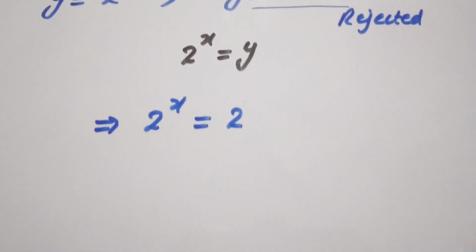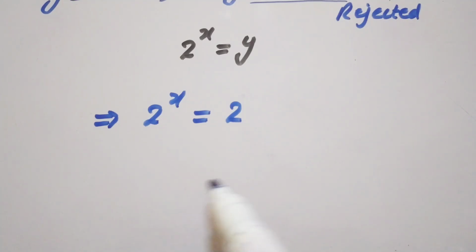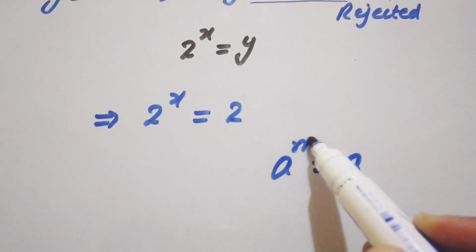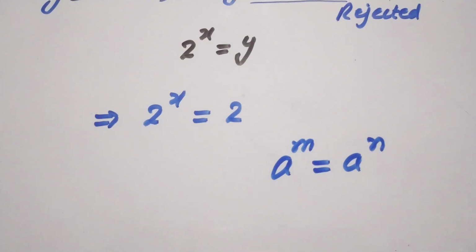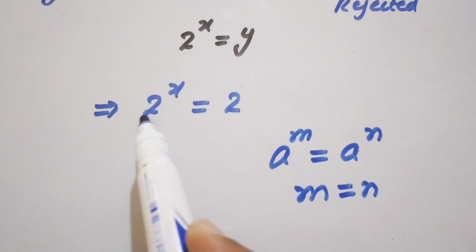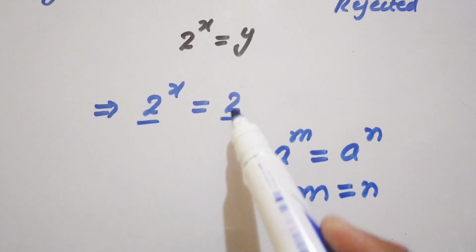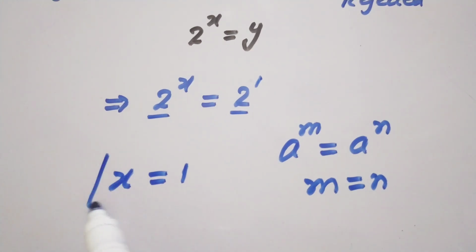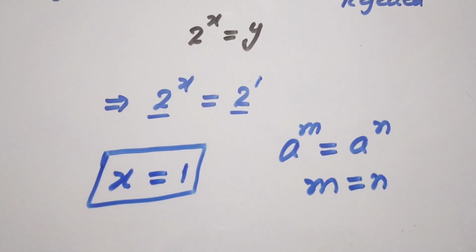Now by using an algebraic identity or property that if we have a power m is equal to a power n, then we can write this as m is equal to n. So here the bases are same, 2 and 2, and this is 2 power 1, so we can write this as x is equal to 1. This is the value of x which is a real number.